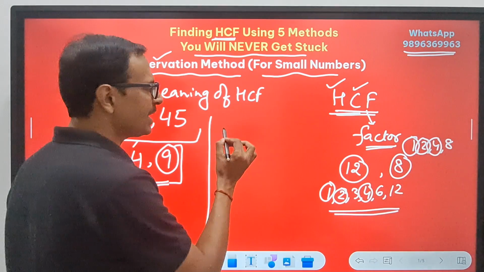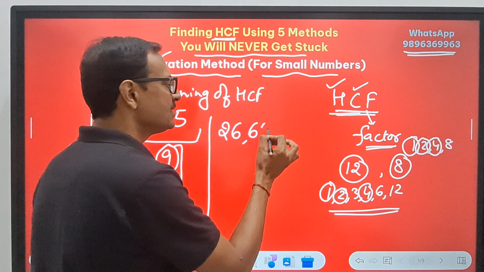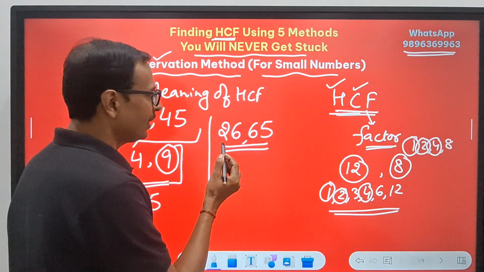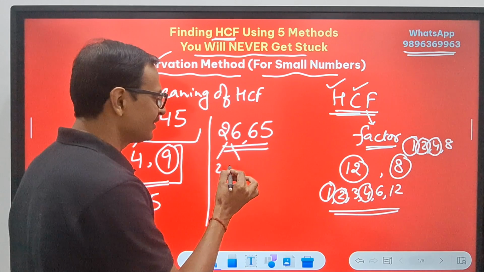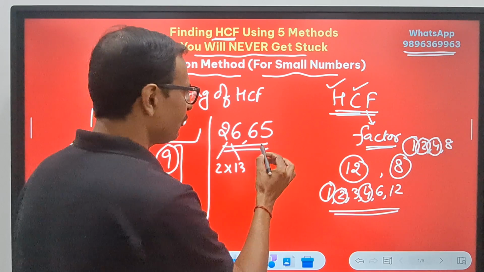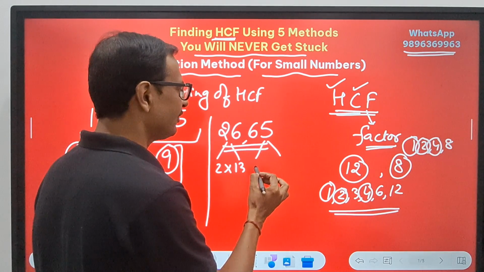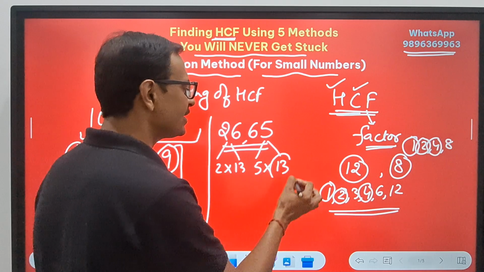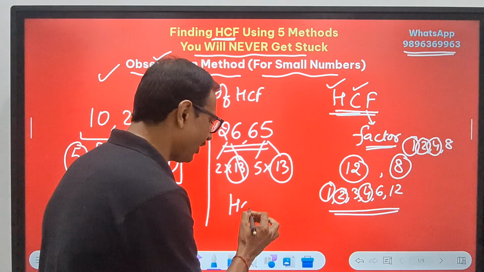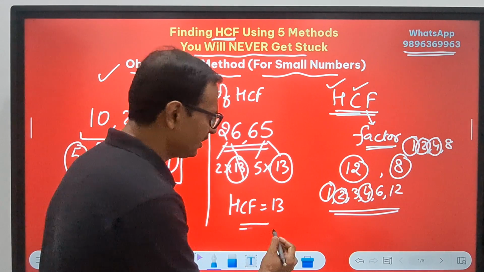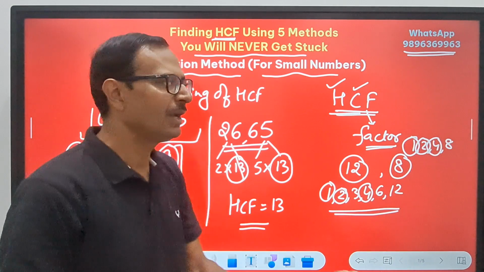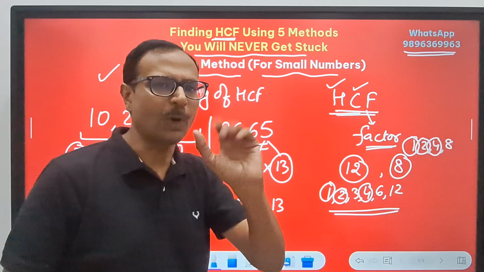I'll give you one more example, then we'll move on to the second method. 26 and 65. Now what are the factors of 26? This is 2 times 13, right? And apart from 1 and 26, only 2 and 13 work. For 65 it is 5 and 13, right? And so where is the common factor? The common factor is this number 13 only, and therefore the HCF of these numbers is going to be 13. Mental maths, a little bit of good sharp observation, and you can find the HCF of small numbers.